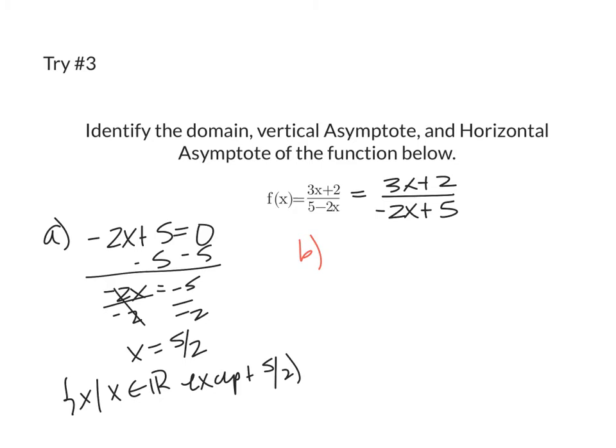For part B, we need to find the vertical asymptote. To find the vertical asymptote, we've actually already found it. Our vertical asymptote is x equals 5/2, or you can say 2.5, doesn't matter.